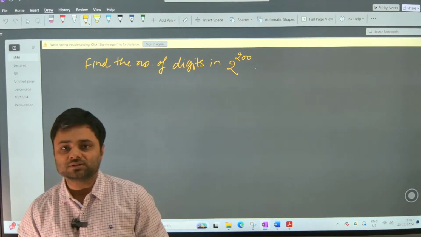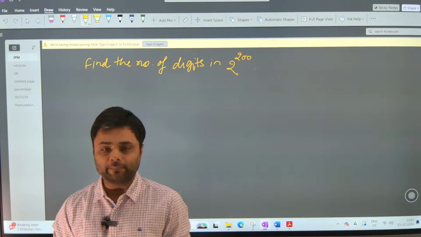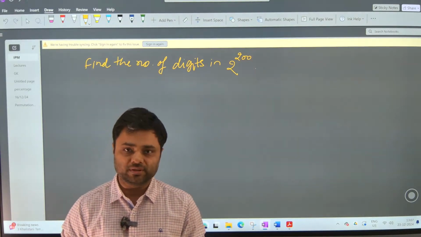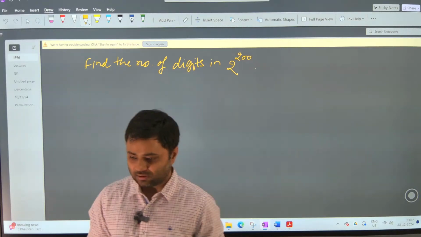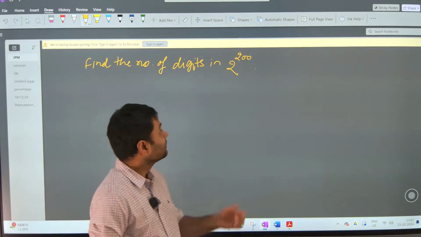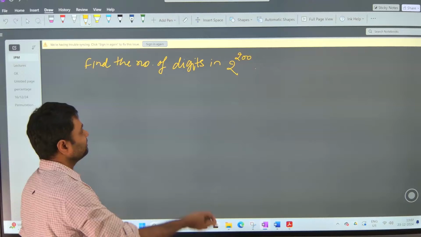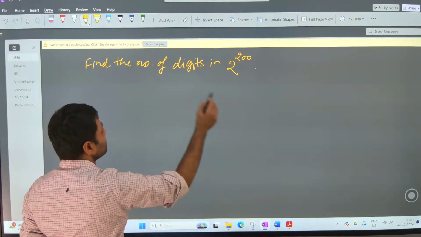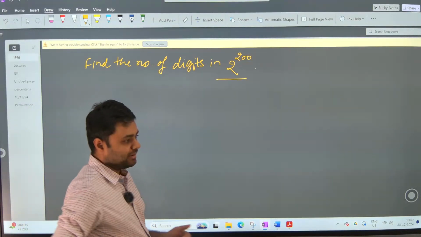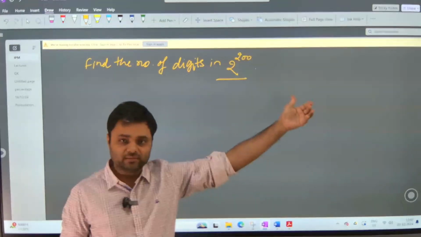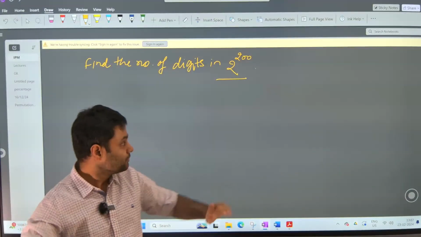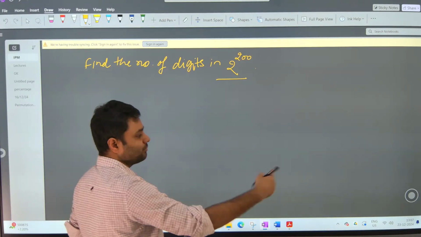Hello. So this is a concept that is asked in IPMAT exams, IPMAT Indore exams. The concept is based on logarithms, and the question that is asked is count or find the number of digits in this number. So the meaning of this question essentially is when we expand 2 raised to 200, it will be a huge number, right? So we need to count the number of digits in that number.